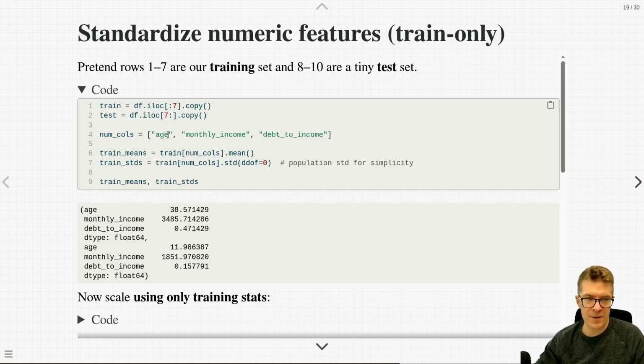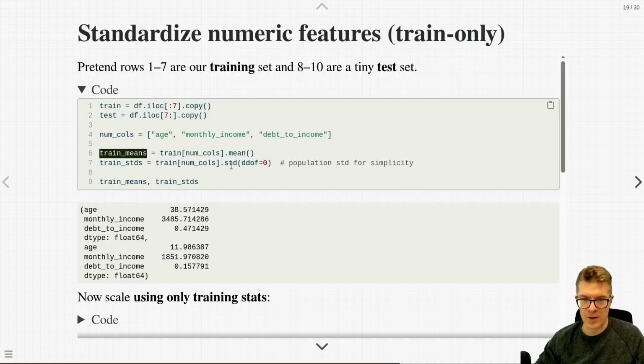But assuming I haven't, let's just look at the numerical columns. The numerical columns in my data frame are called age, monthly income, debt to income. These are these 3 strings. And now I can start taking means. I can take means over numbers, so I can take my training data, take only the numerical columns, and then for all of the numerical columns, compute the means. And then I'll store that in the variable called train_means.